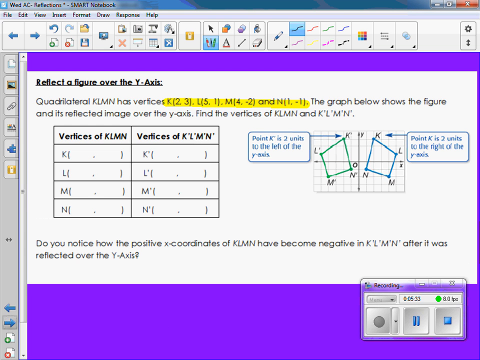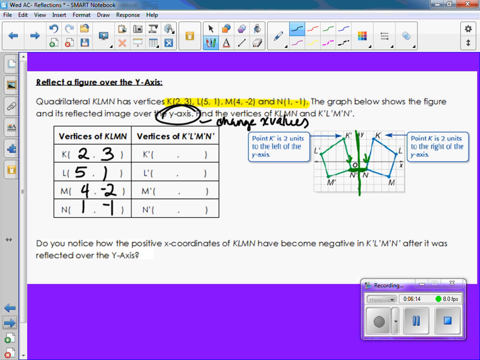Let's work another example. On this example, it's 2, 3, because again, I can't see my coordinates very well. 5, 1, 4, negative 2, and 1, negative 1. So I'm flipping over the y this time. So here's my y-axis. Notice it's 1 away, 1 away. Now, this y value here did not change. It was the x that went from the negative side to the positive side. So when I flip over the y-axis, I change my x values.